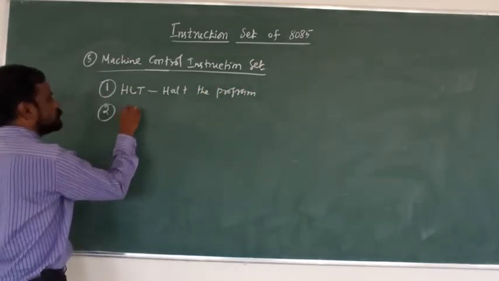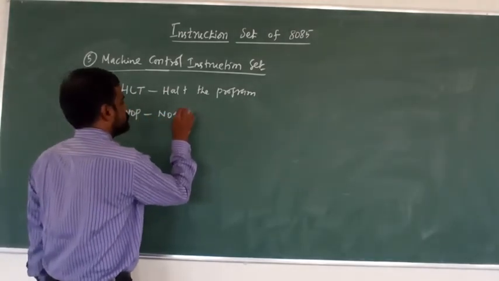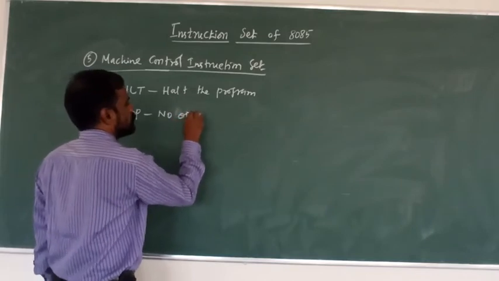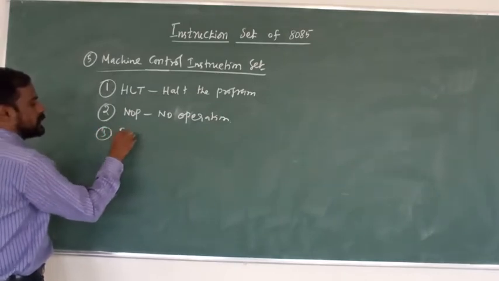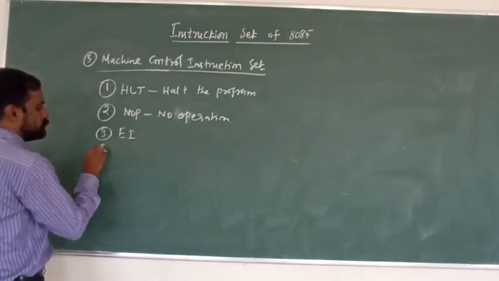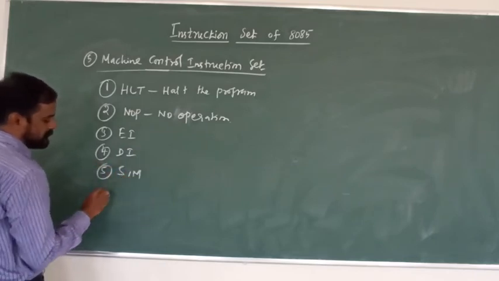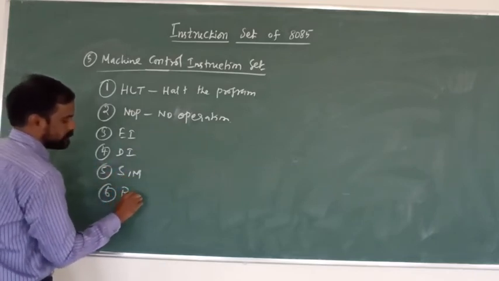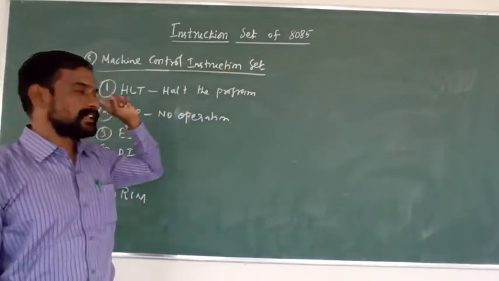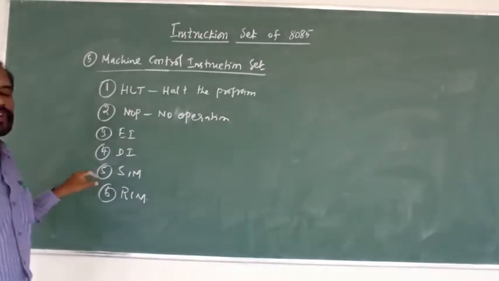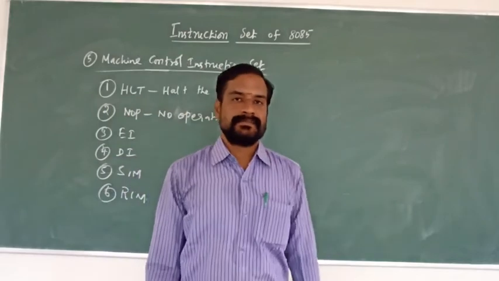Second one, NOP. NOP means no operation. And third one, EI. And fourth one, DI. And fifth one, SIM. And sixth one, RIM. Machine control instruction set. There are 6, to control the microprocessor machine.